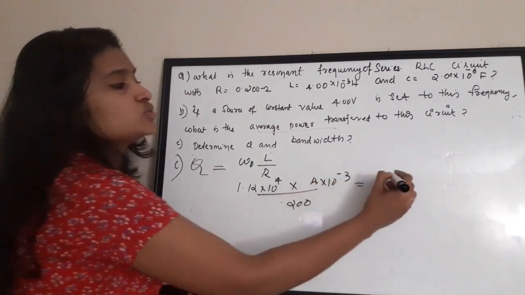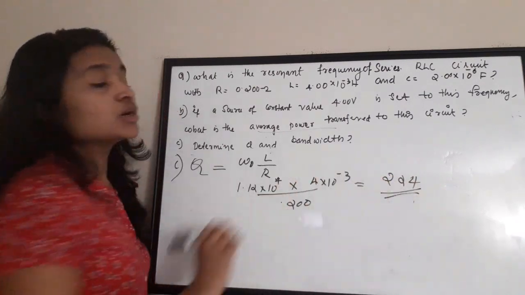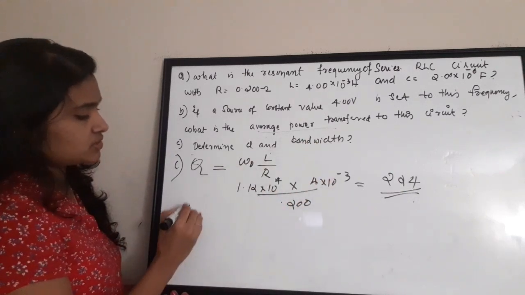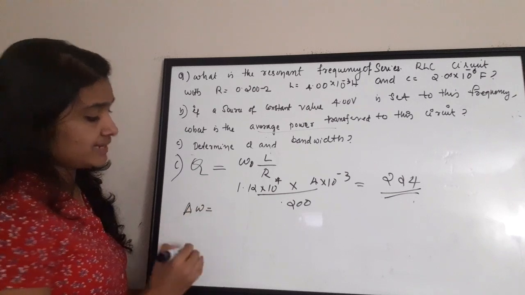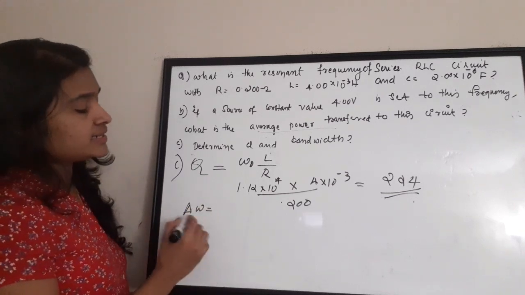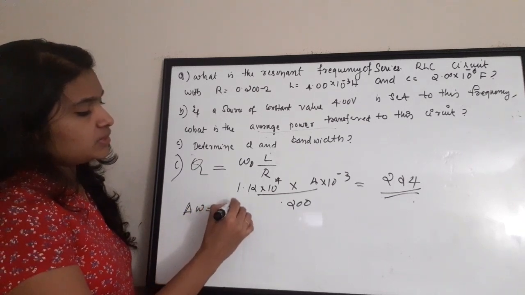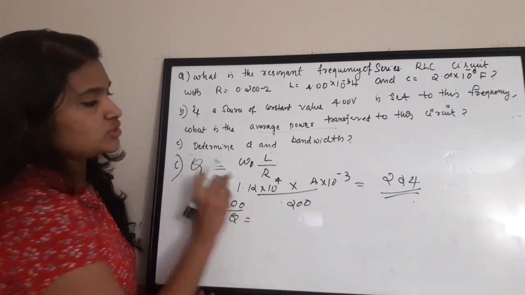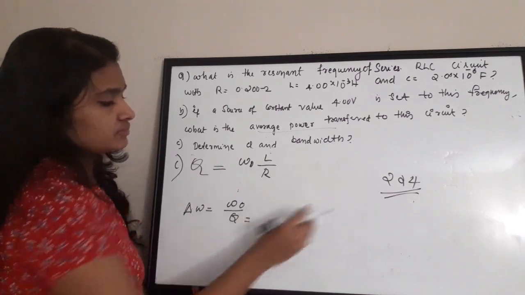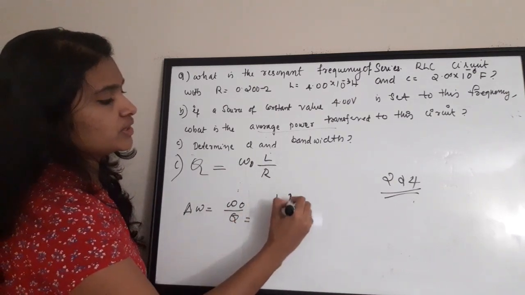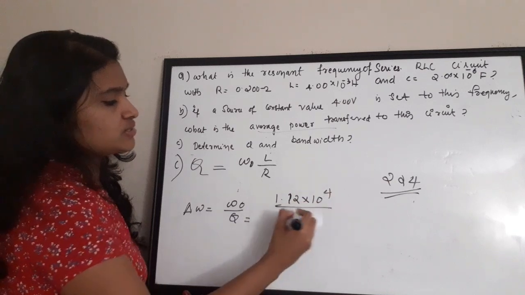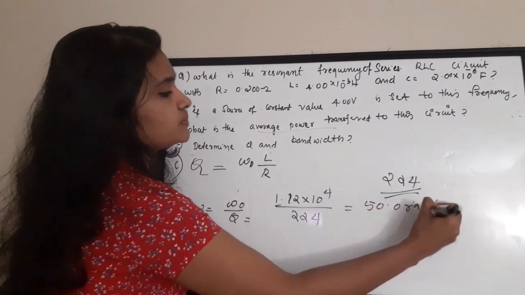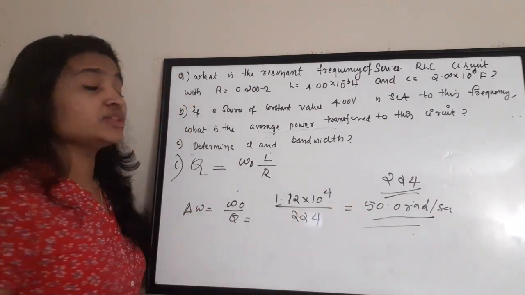You will get the value as 224 as the quality factor, or Q. Next, we need to find the bandwidth, delta W. As I said, use the relation delta W is equal to W0 by Q. So I'm going to use the values here: 1.12 into 10 raised to 4 by 224. You will get 50.0 radians per second as the bandwidth you are obtaining here.